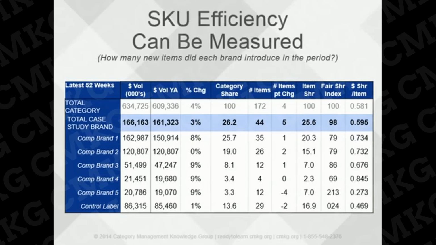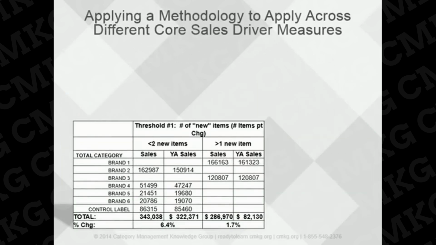We can measure SKU efficiency by looking at the number of items that each brand added in this period, as well as the dollar share of each item. These are indicators of efficiency. Let's look at how we can bundle the results together to look from a different perspective for number of items point change. I'm going to show you a way to look at these results from a bigger picture perspective, which we can apply across different core sales driver measures.